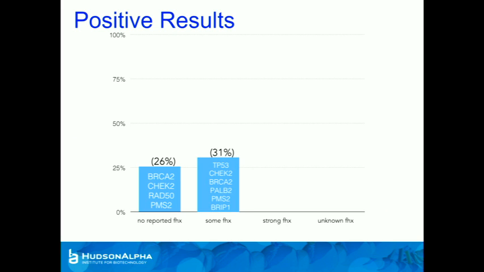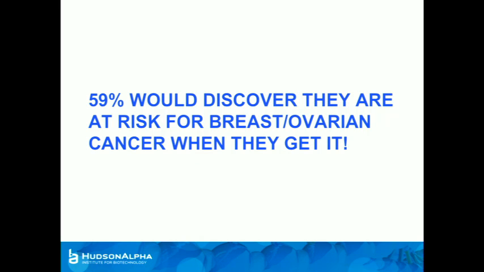31% have some family history but would not qualify for genetic screening. Some strong family history, no surprise there. That's what you'd expect. And 2% have unknown family history. You say, well, how can you have an unknown family history? Those are called adoptees, right? So there are a lot of those people out there that you don't tend to think about. So what does this mean? What this means is 59% of the women that we found positive would have discovered they had breast cancer when they had breast cancer. That is a big number.